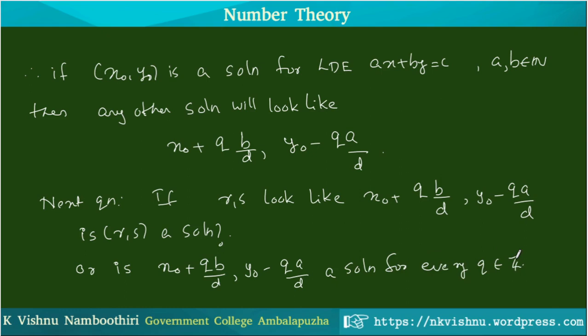But what we have seen just now is that if there is a solution, it looks like this. We don't know exactly if there is a solution or not. So we are going to see if numbers of this form are going to be a solution or not. So just remember these numbers, x0 plus q b by d. Okay, we will just copy this.